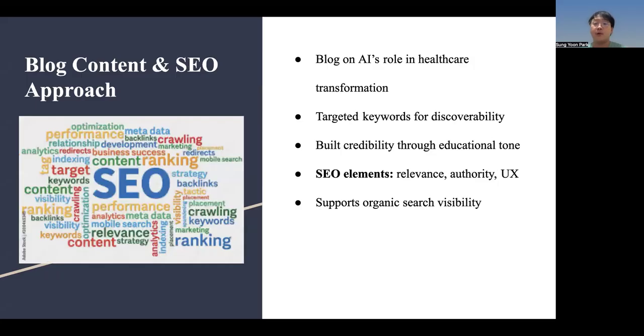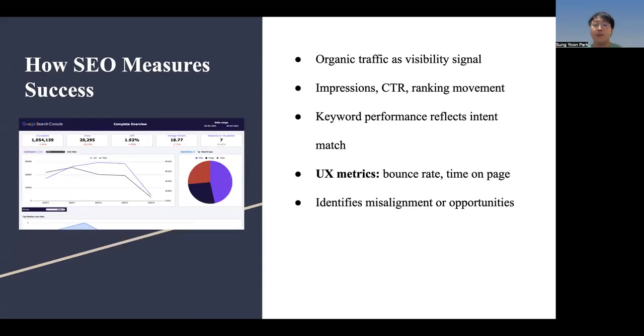Another part of my project involved writing a blog post about AI's role in healthcare transformation. Using the SEO techniques I learned from HubSpot, I targeted specific keywords such as AI rehabilitation, injury prediction, and wearable health analytics. This improves discoverability because it aligns content with real intent. I also used SEO principles like relevance, authority, and user experience, with the goal to not just rank higher, but to build trust and credibility by offering valuable and educational content.